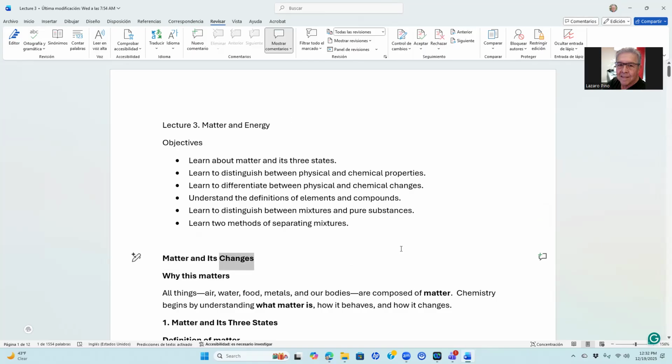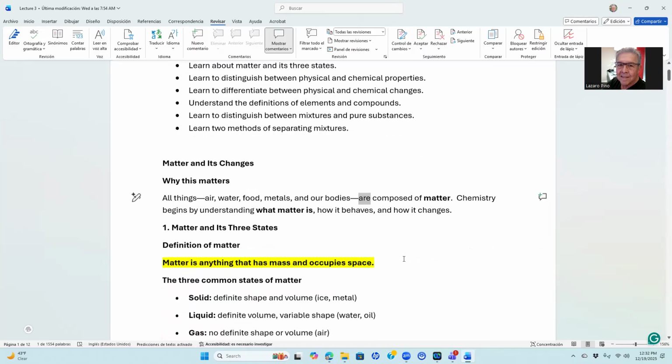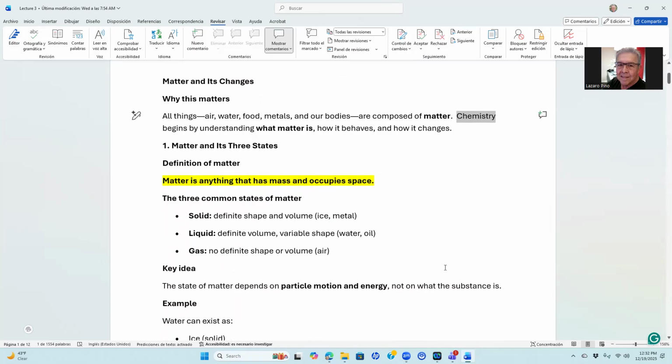Matter and its changes. Why this matters. All things, air, water, food, metals, and our bodies, are composed of matter. Chemistry begins by understanding what matter is, how it behaves, and how it changes.